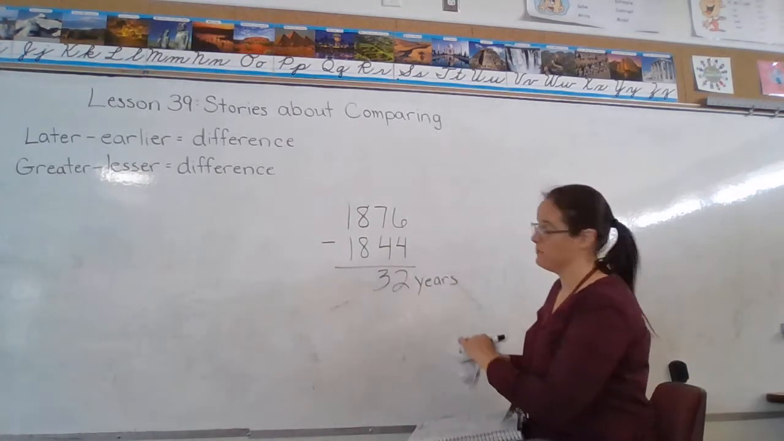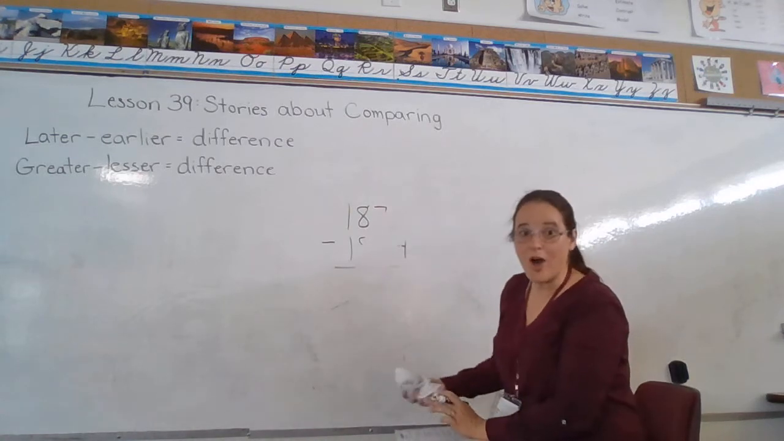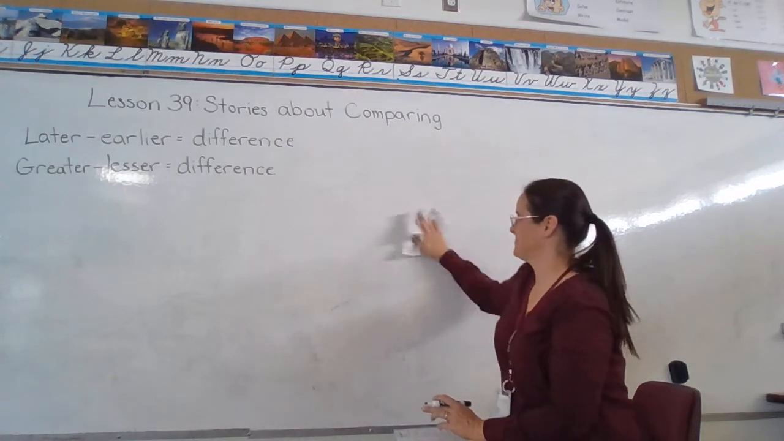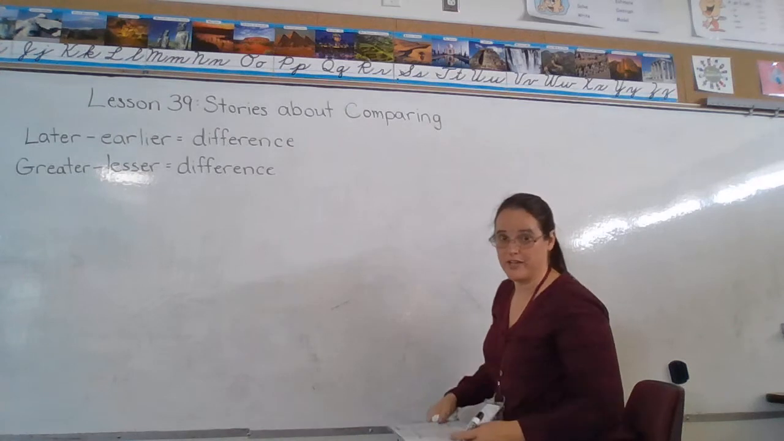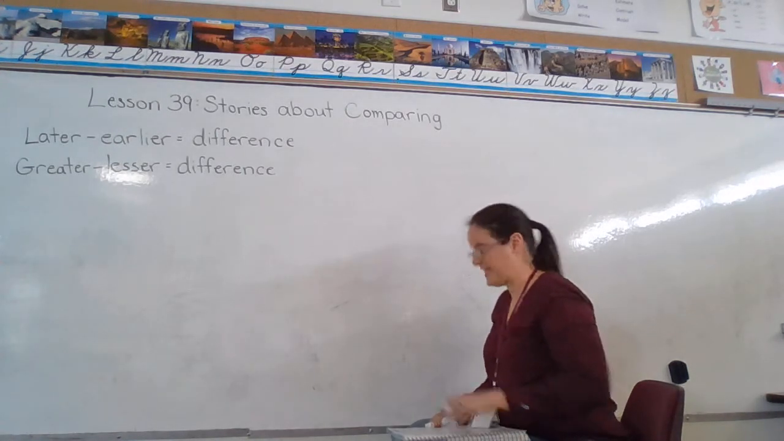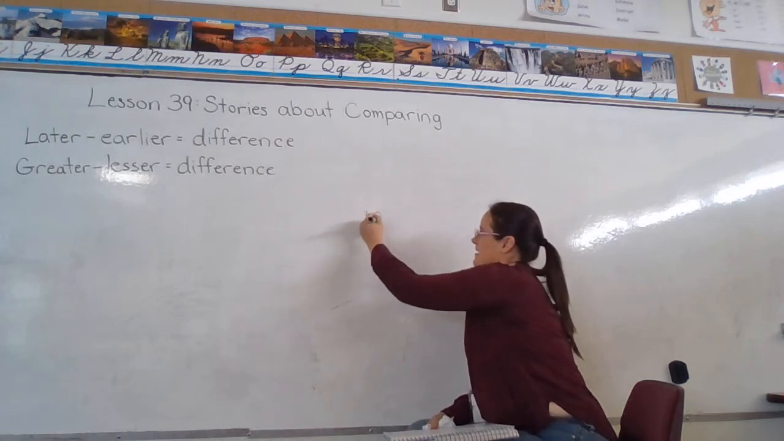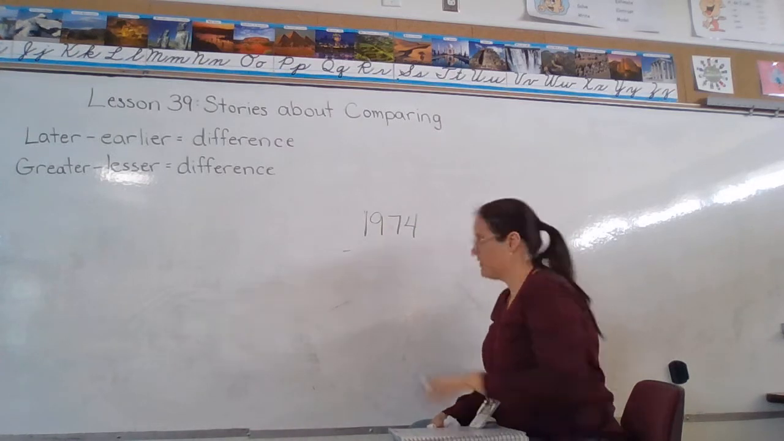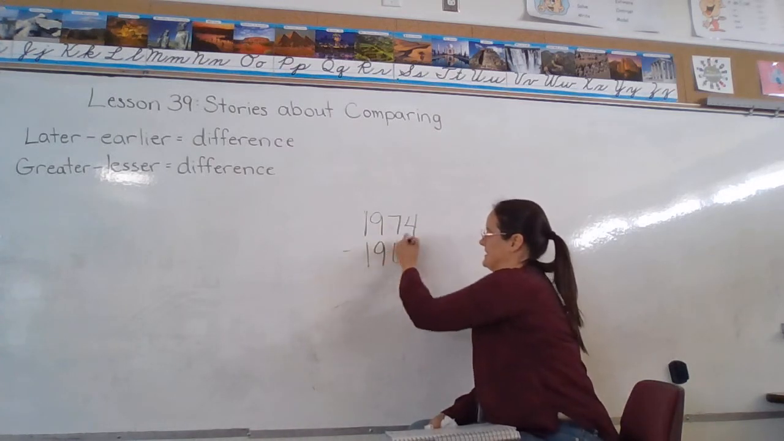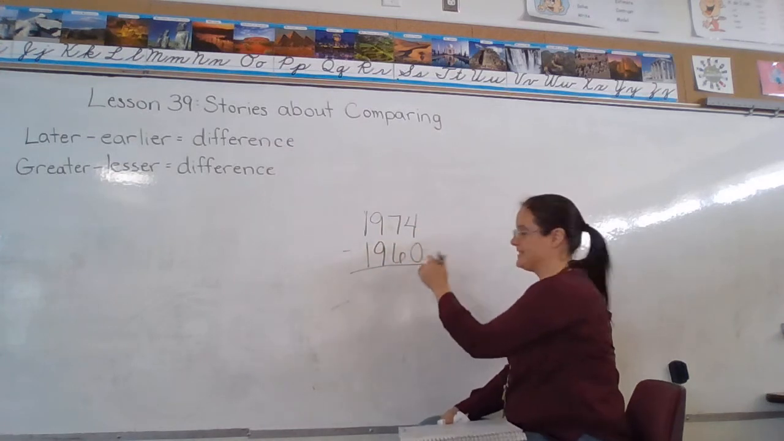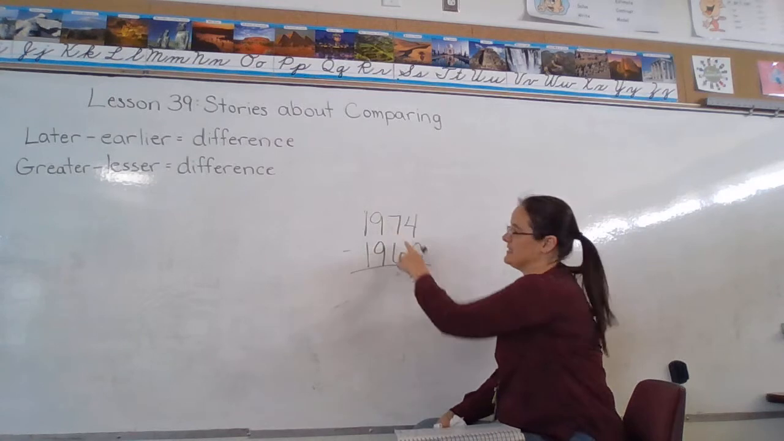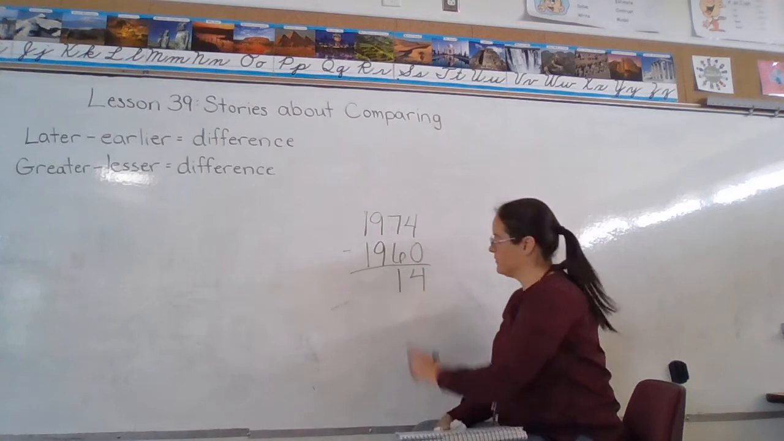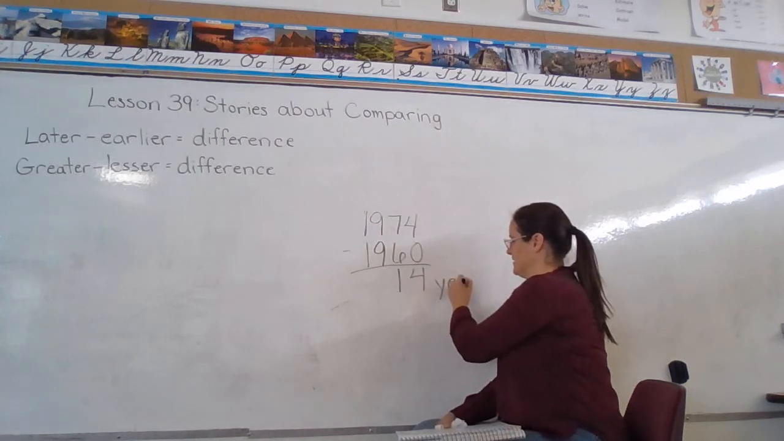This is another time with years. So, hit pause. When you've finished answering, then we will go over the answer together. So another year one, we have to start with the later year. In this case, 1974. We're going to subtract the earlier year, which was 1960. 4 minus 0 is 4. 7 minus 6 is 1. 9 minus 9, 1 minus 1 is 0, so 14 years.